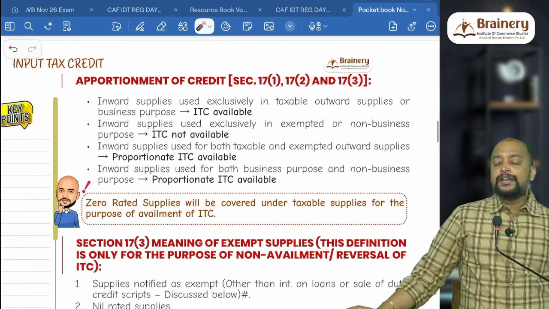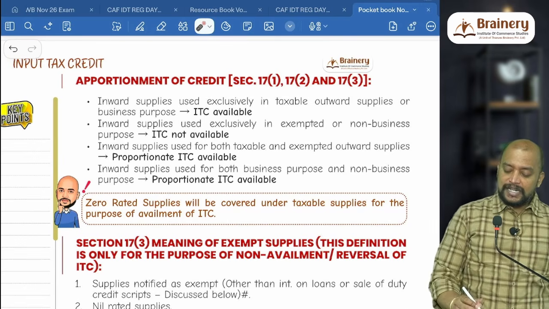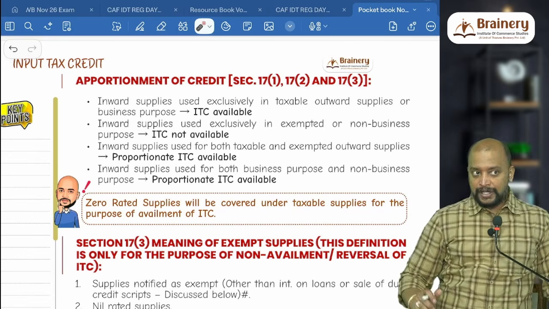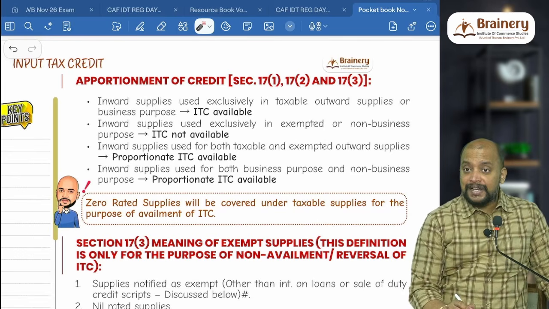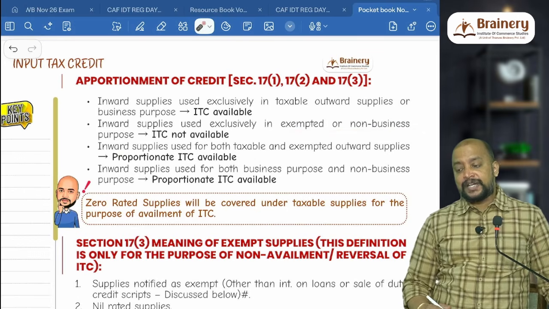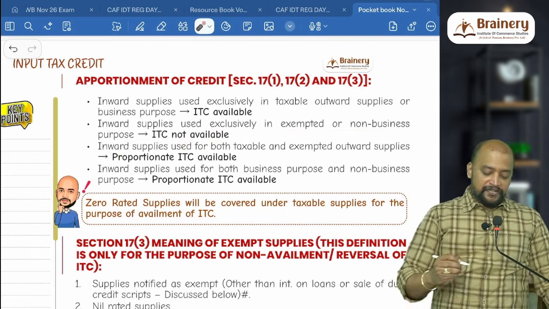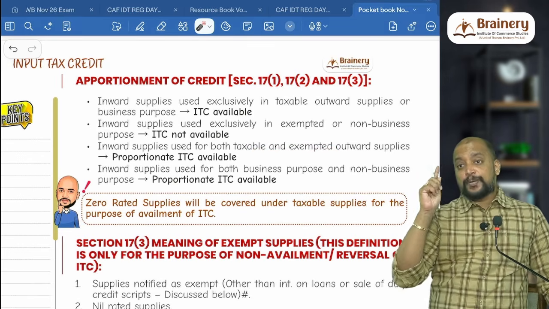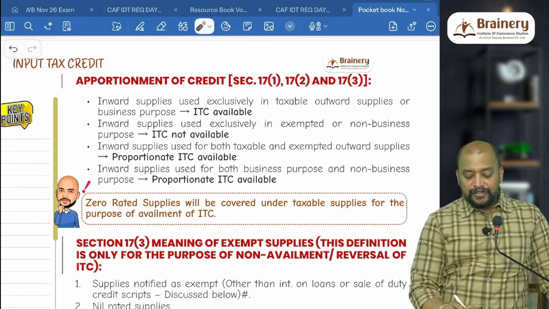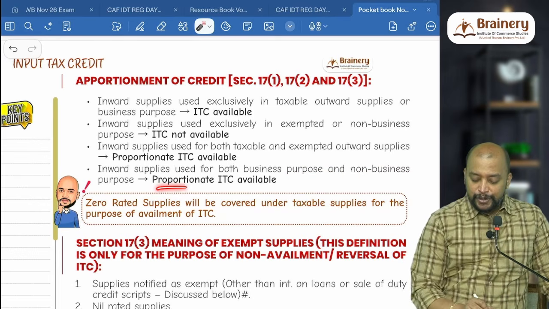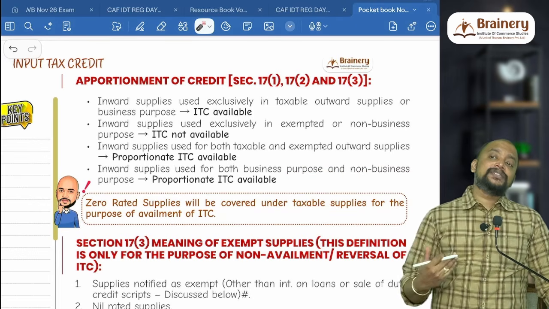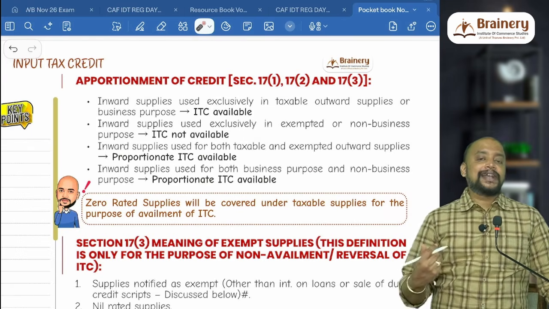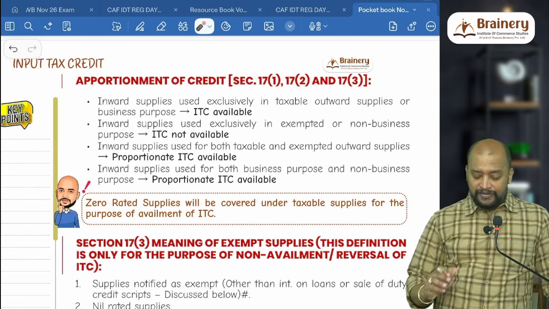Apportionment of credit we have. So first, inward supplies used exclusively in taxable outward supplies or business purpose, we can avail the ITC, no restriction. But if inward supplies are used exclusively in exempted or non-business purpose, ITC is not available. If inward supplies are used for both taxable and exempted outward supplies, ITC is proportionately available. If inward supply is used for both business and non-business also, proportionate ITC is available. And where we need to segregate, zero rated supplies. Zero rated supplies should be grouped under taxable supplies for the purpose of availment of ITC.